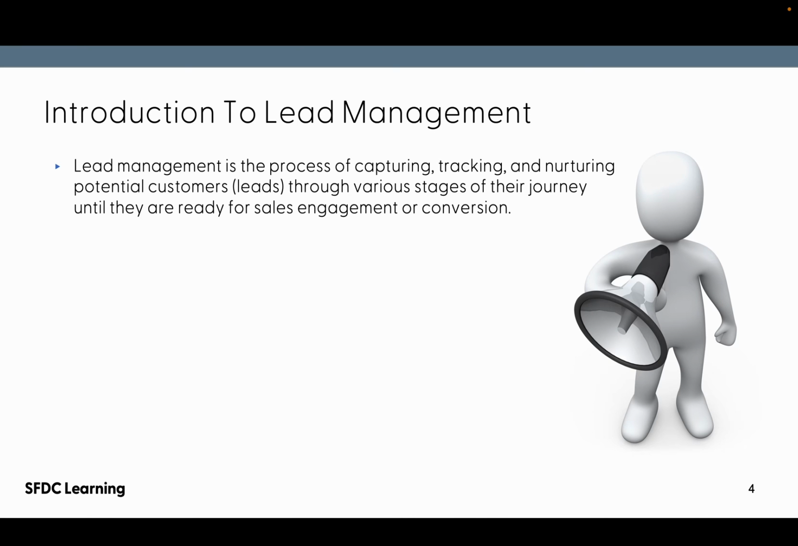Lead management is the process of capturing, tracking, and nurturing potential customers through various stages of the journey until they are ready for sales management or conversion. So let me give you a brief about this whole lead management process. Let's say you are marketing your product, right? What you will do is arrange a campaign in which you will market your product.